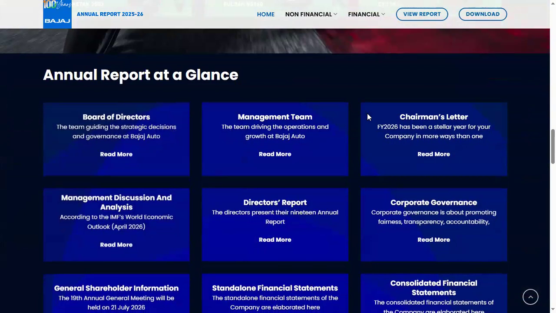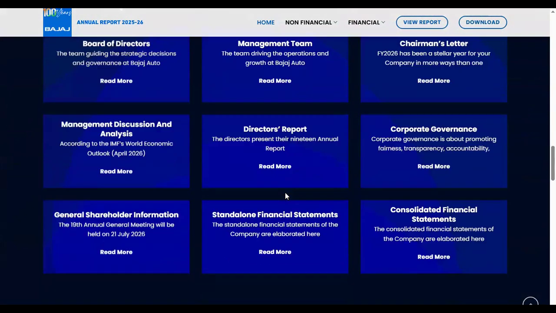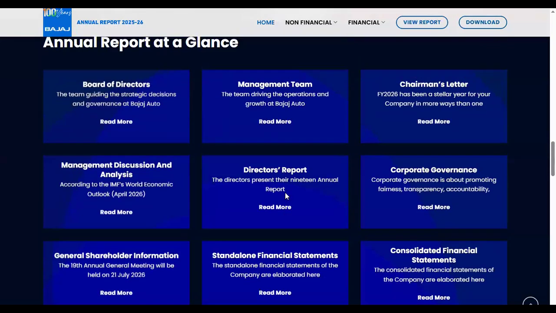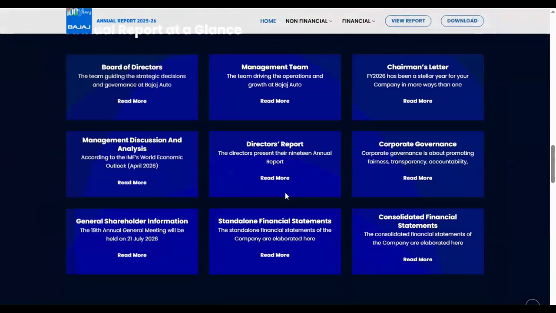Now, my dear students, here we have learned in my own accounting that it is always a trading account, profit and loss account, and balance sheet. Now, where do you find the trading account? Any guess? In this report, where will you find the trading account? Here, the management discussion and analysis. Let's click and see.